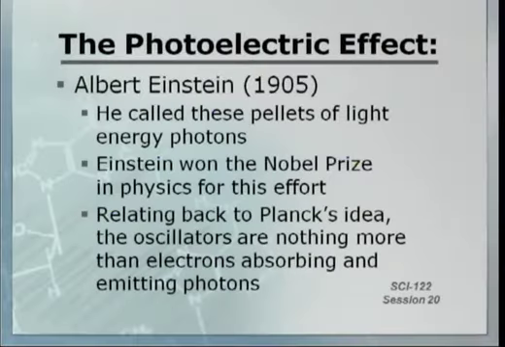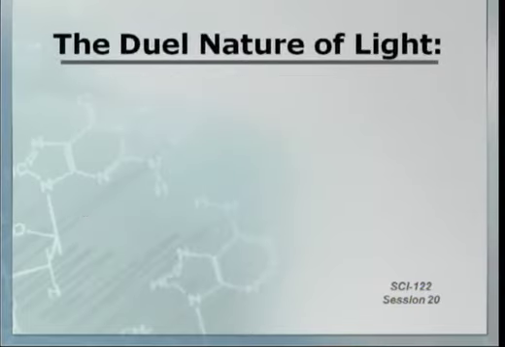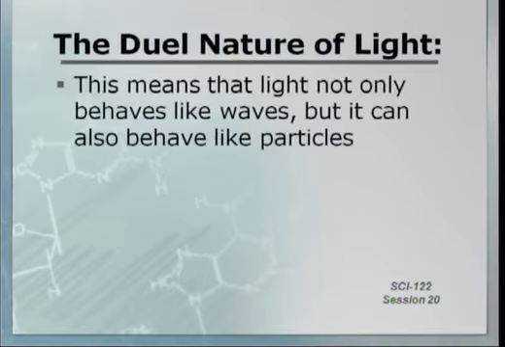And basically what he was doing is relating back to Planck's idea that the oscillators were nothing more than the electrons absorbing and emitting photons within the atom itself. And this has some very important consequences. This meant that light had a dual nature: that light not only behaves like waves, but it can also behave like particles.